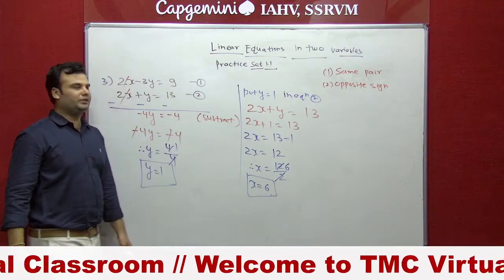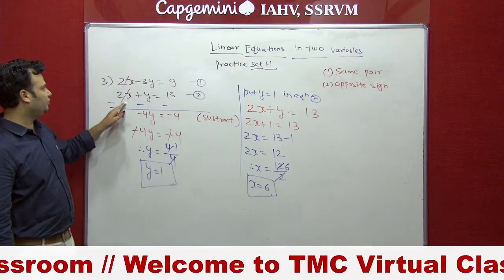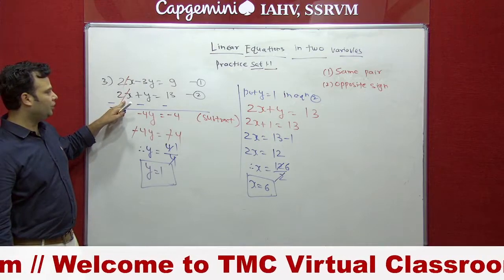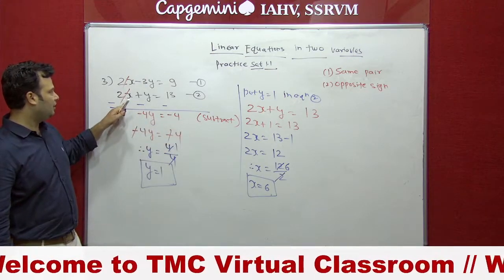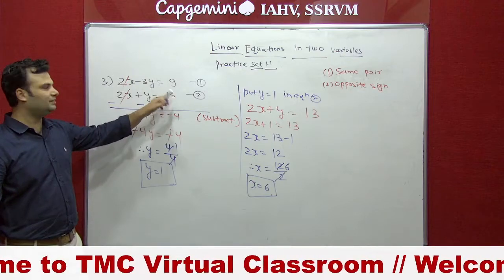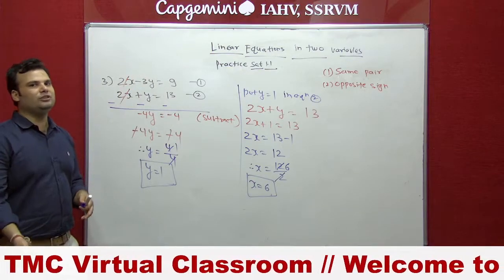So suppose if you want to check the answer, you can put it in equation number 2. Just check 2 into x. So 2 into 6 is 12 and y is 1. So 12 plus 1 is 13, correct. So this way you can check your answer.